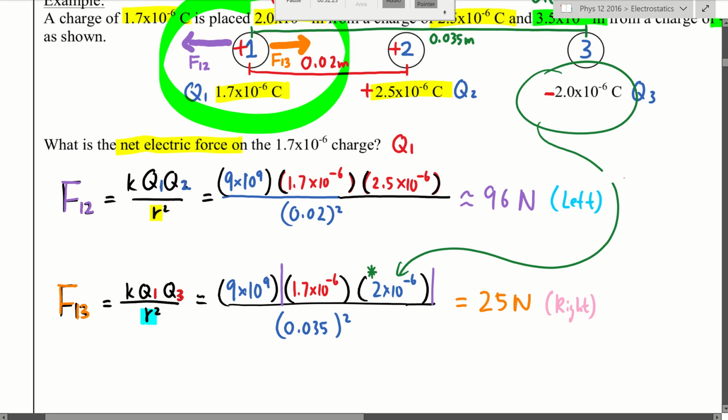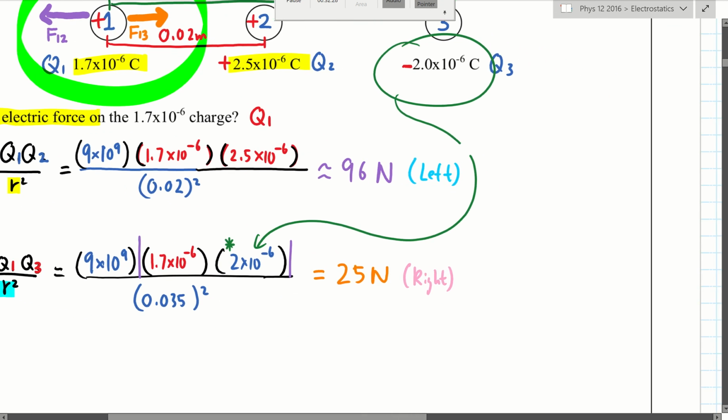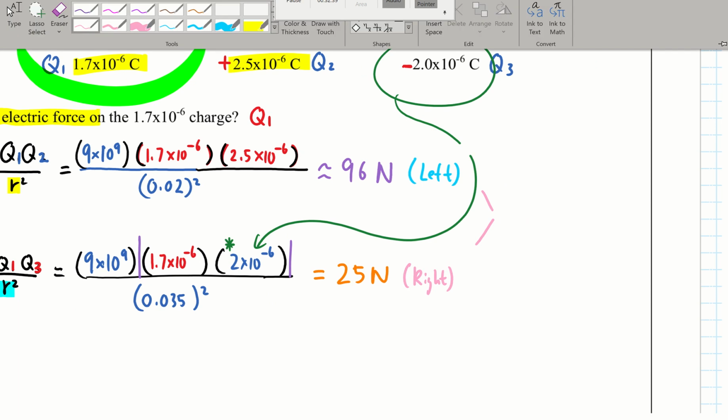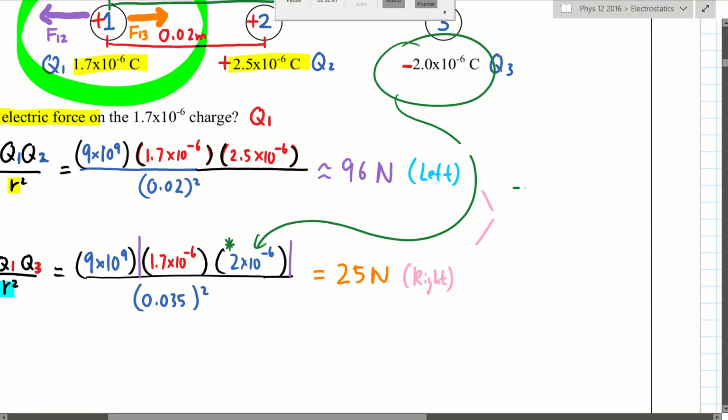So what is the total force on charge 1? You have a 96 Newton force going to the left and a 25 Newton force going to the right. So you sum them together and you have your final result. The net force on charge 1 is equal to the difference between these two. Because one is going to the left and one to the right, you subtract them, so approximately 71 Newton.